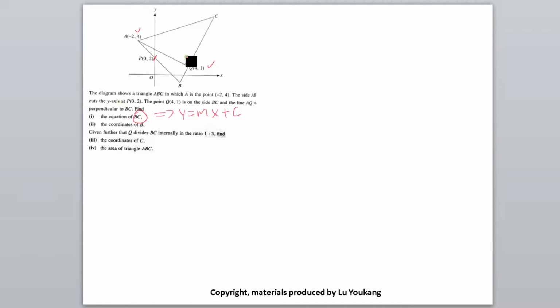So now we have come to this question. So over here we are asked to find the equation of BC, and the equation of BC should look like y equals mx plus c. So let me take out the line BC and the line AQ first. So it's good to take out and simplify the diagram. Otherwise, if you look at the original diagram, there is too much information there, you get overloaded with information and you don't know what to do.